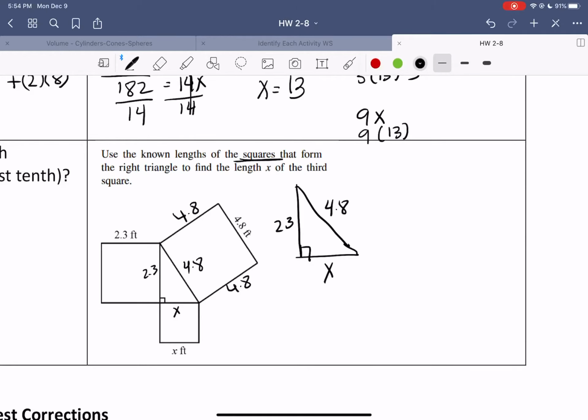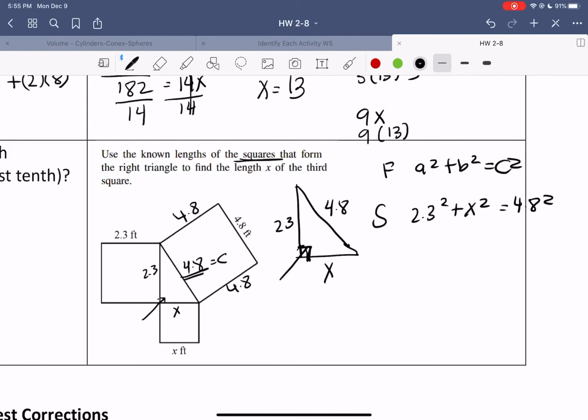From here, the formula we're going to use to solve for the side length of a right triangle is a squared plus b squared equals c squared. So our substitution is going to look like 2.3 squared plus x squared equals 4.8 squared. The way I know this equals c is because my right angle always points to my hypotenuse, or c, which is the longest length.